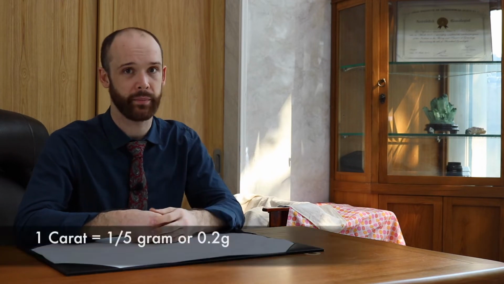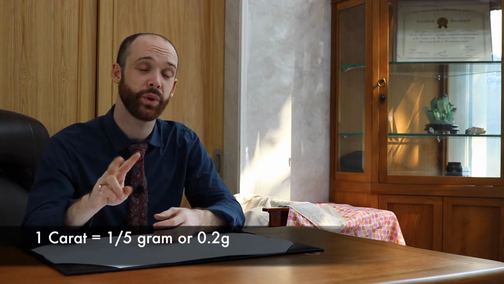These days it's been standardized to 1/5 of a gram. That is to say 0.2 grams. Or you could say that there's 5 carats in 1 gram. So how do we measure carats? These days we don't use the hand scale anymore with the carob seeds. We use a digital scale. So let me show you how that works. Come on over here.